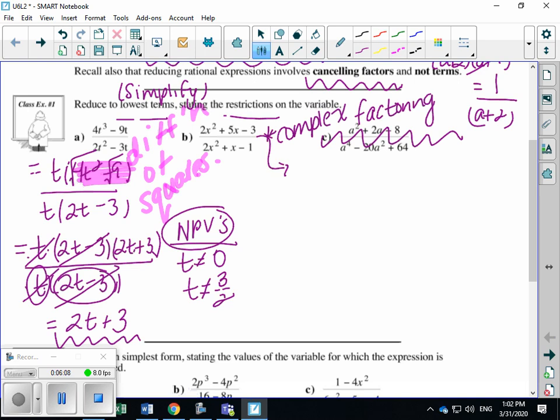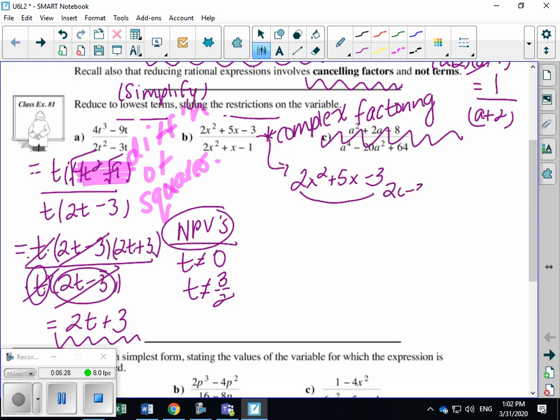I'm going to factor the 2x squared plus 5x minus 3 first. And then we'll factor the 2x squared plus x minus 1. We'll factor that one separately. Okay, so 2x squared plus 5x minus 3. I cannot take the 2 out. So remember, this is where I'm going to have to multiply.